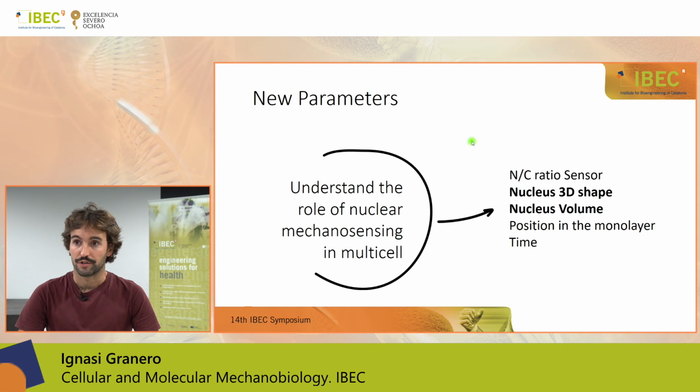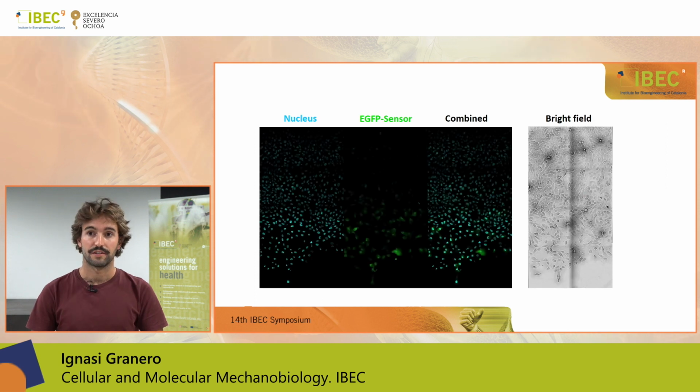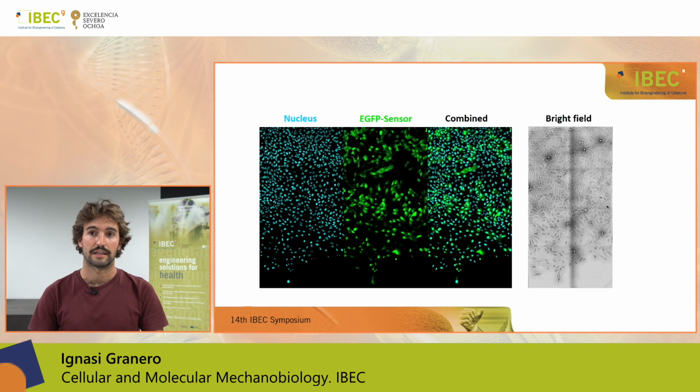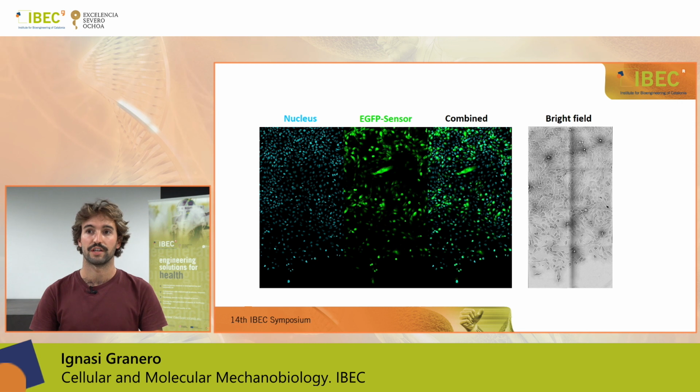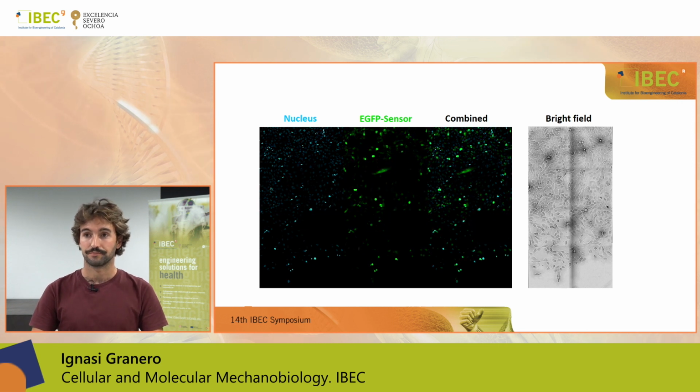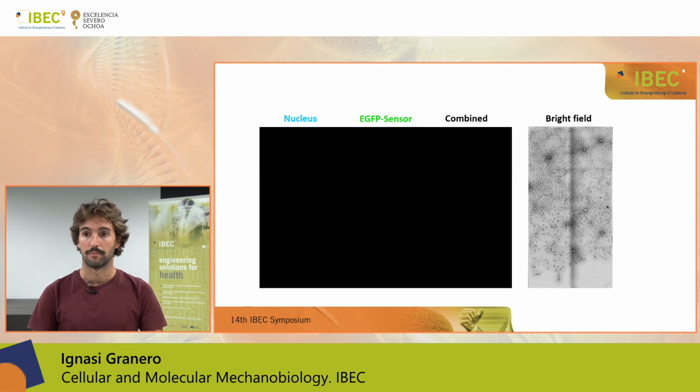We are not only measuring the nuclear to cytoplasmic ratio of the sensor, but also the 3D shape of the nucleus, its volume, and the position in the monolayer, all throughout time. As you can see here in this Z stack, we can see the nuclei on the left side. In the middle, we can see the sensor in green. And on the right side, we can see them both combined. Plus, we get a bright field image. Since not all our cells are fluorescent in green, it allows us to see the border of the monolayer and also determine which cells are touching which.